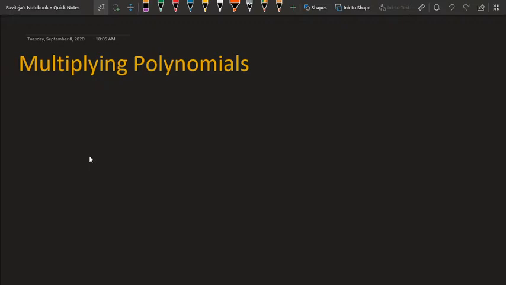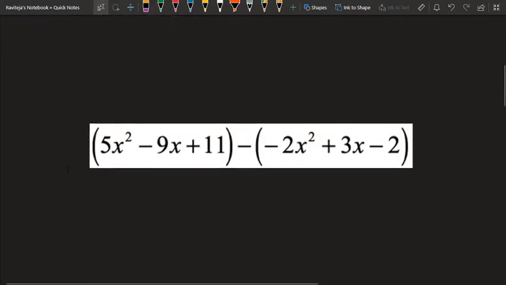Now I want to start off this lesson with an example of subtracting polynomials, because there is a step in subtracting polynomials that's important when multiplying polynomials. If we scroll down, we see the example right here: 5x squared minus 9x plus 11 minus negative 2x squared plus 3x minus 2. If you already learned how to subtract polynomials, you know that the first step in this example would be to distribute this negative sign to every term in the second polynomial. Distribution is an important thing to note, not only in adding and subtracting polynomials, but also when multiplying polynomials, as you'll see later on in the lesson.